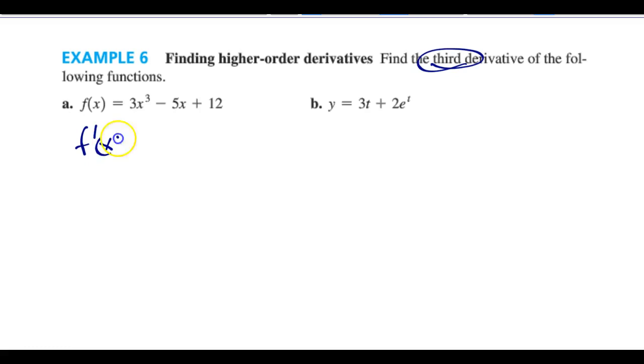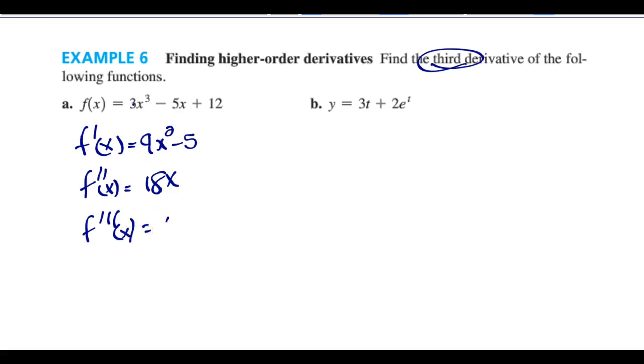Well, the first derivative is 3 times 3, decrease the exponent by 1. The second derivative would be the derivative of the derivative, so 18x. And then the third derivative would just be 18. If they ask for the fourth, I'd go to 0.